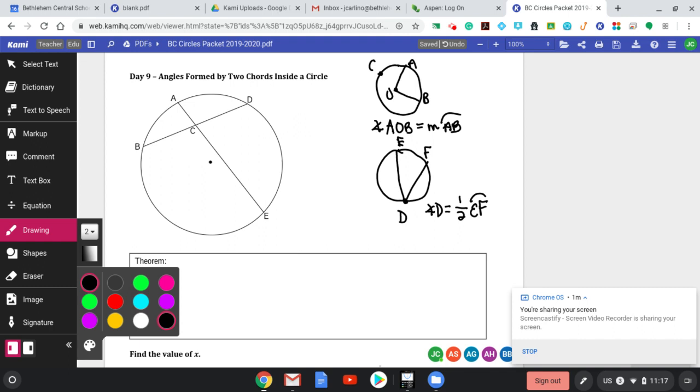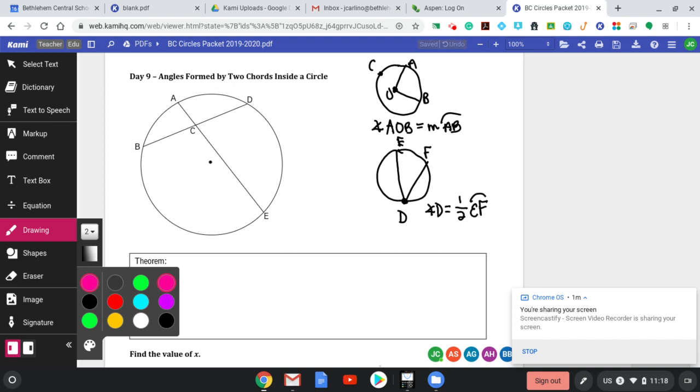Well, let's think. I have an angle where the vertex is the center, an angle where the vertex is on the circle. There's one more type of angle, where the vertex is just kind of floating inside the circle somewhere. It's not on the circle and it's not on the center. I want to introduce you to what we're going to be calling a floater angle, where the vertex is just floating inside the circle where it's not on the center.